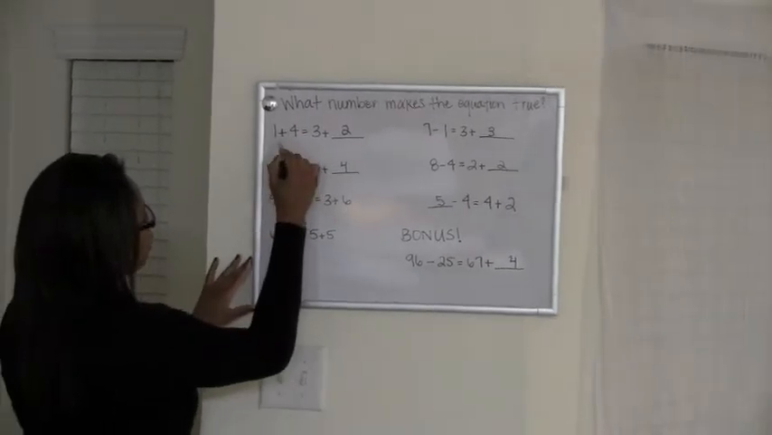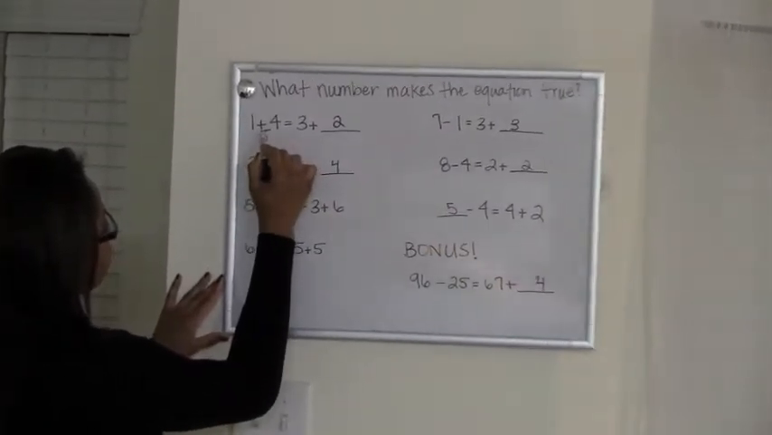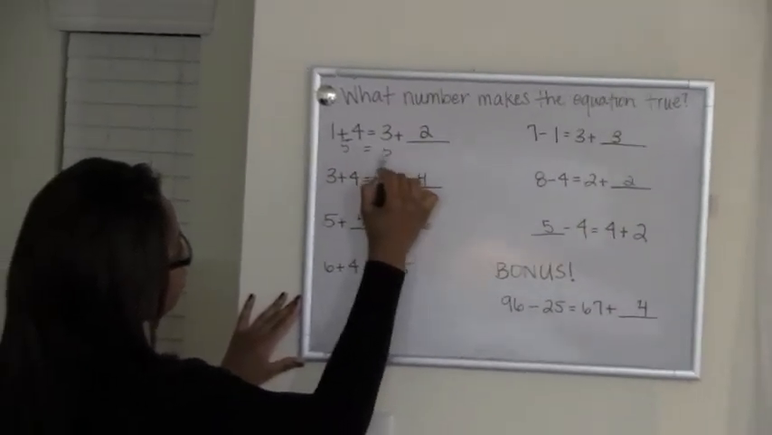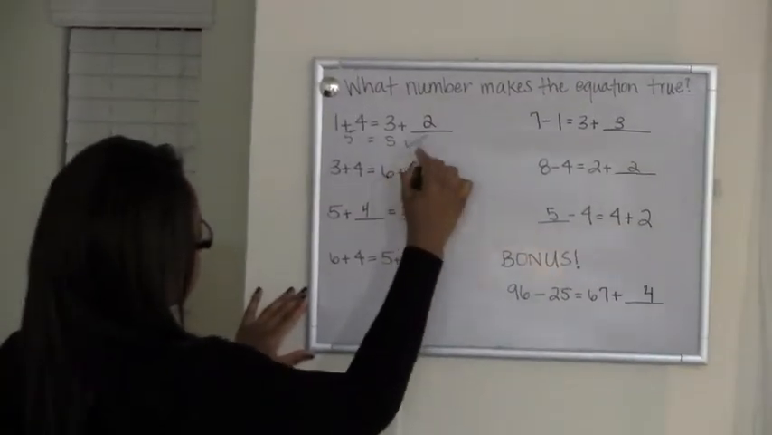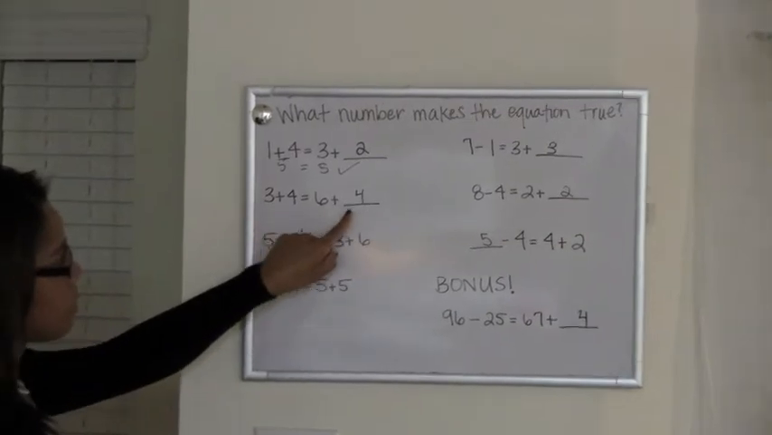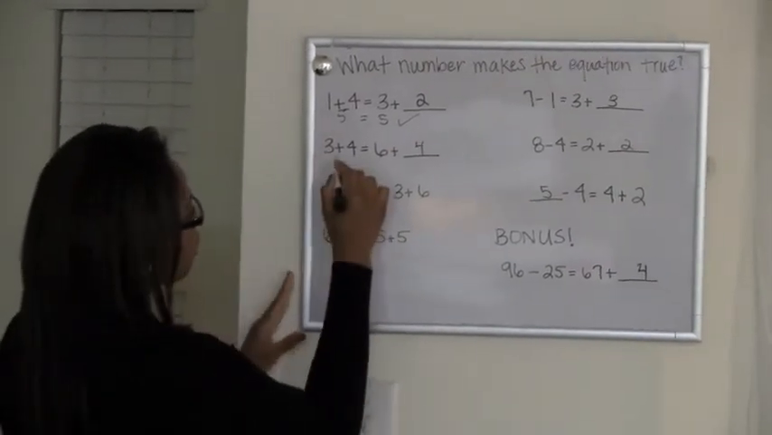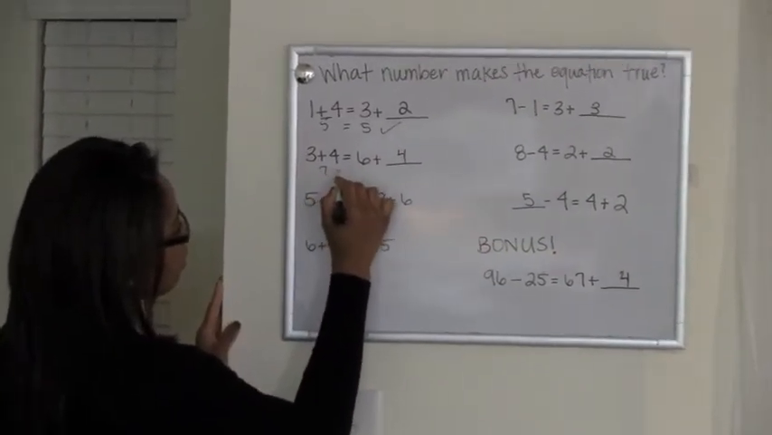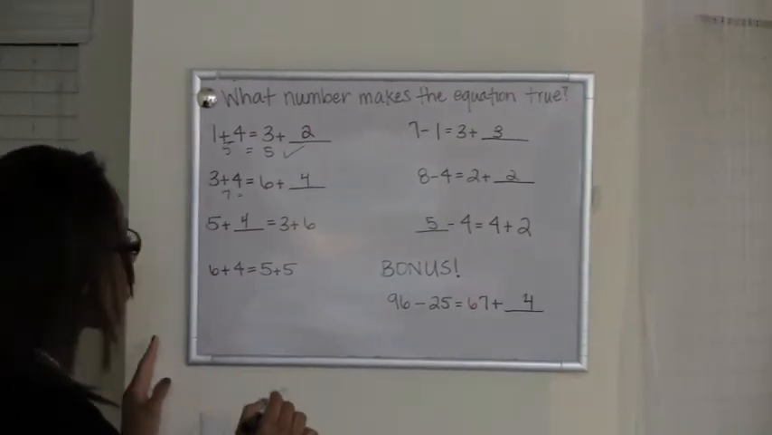1 plus 4 equals 5. She chose the answer 2. 3 plus 2 equals 5, so that was correct. The next one we have is 3 plus 4 equals 6 plus blank. 3 plus 4 equals 7, and you want to get the balanced equation on the other half.